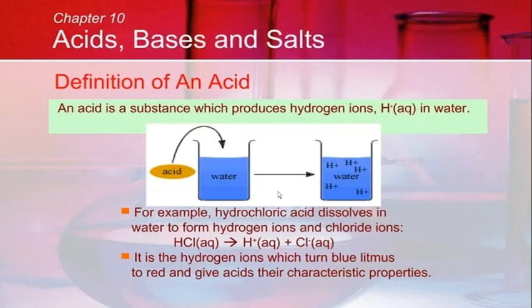So when we put an acid in water, it produces H+ ions in the water. For example, hydrochloric acid dissolves in water to form hydrogen ions and chloride ions. So HCl, when we add the acid into water, equals H+(aq) plus Cl-(aq). It is the hydrogen ions which turn blue litmus to red and give acids their characteristic properties.